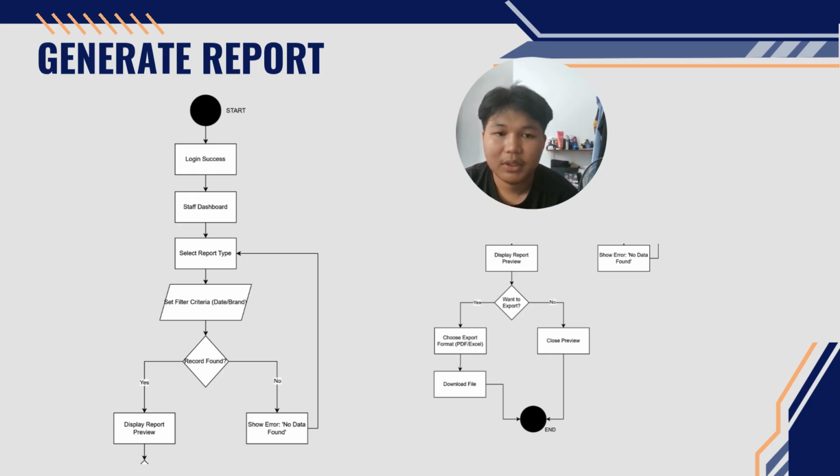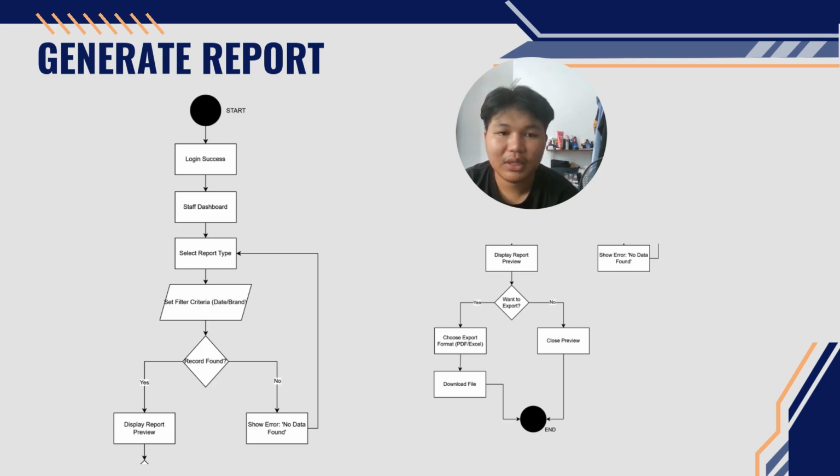Selection and filtering. Select report type: the user chooses which specific report they need, for example, sales or inventory. Set filter criteria: the user input stage where specific parameters like date or brand, Ferrari or Lamborghini, are applied to narrow down the data.